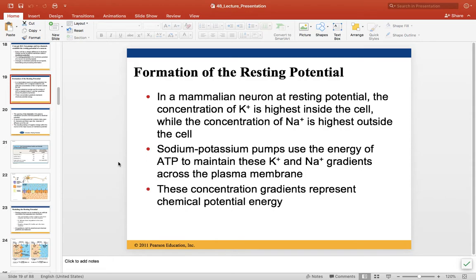So for example, in mammals, a neuron at resting potential, the concentration of potassium is highest inside the cell, while the concentration of sodium is highest outside the cell. The sodium-potassium pump, which we've discussed in previous chapters, uses the energy of ATP, because it's an active transport process, to maintain these potassium and sodium gradients across the plasma membrane. Those concentration gradients are going to represent chemical potential energy.